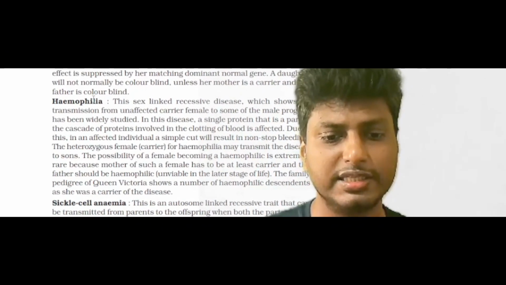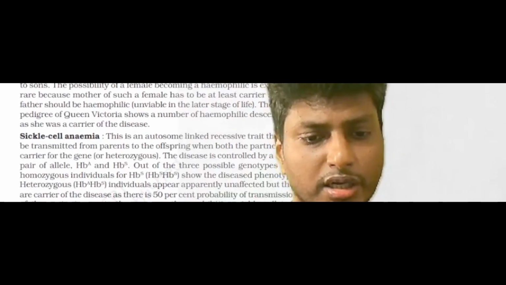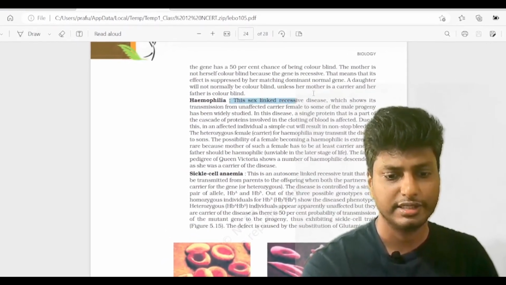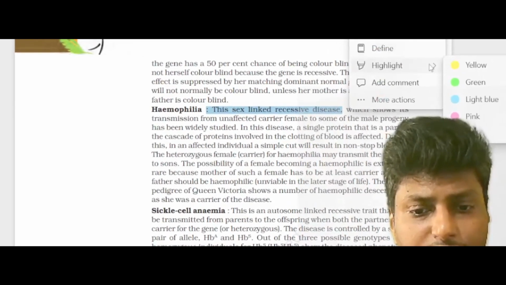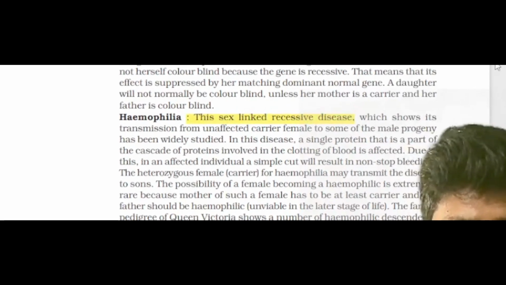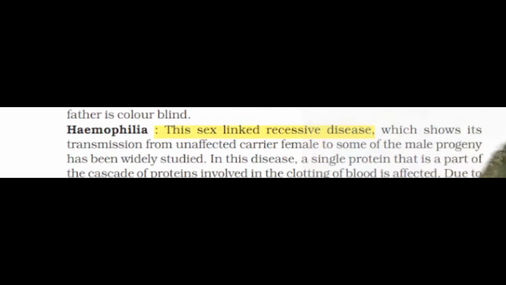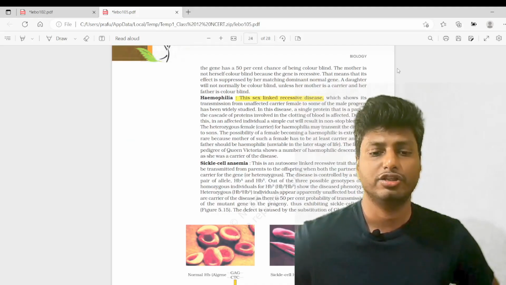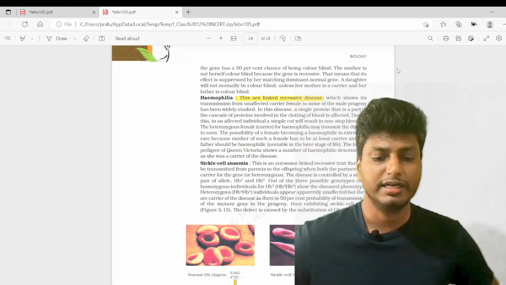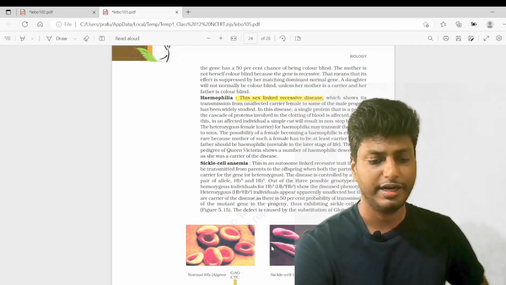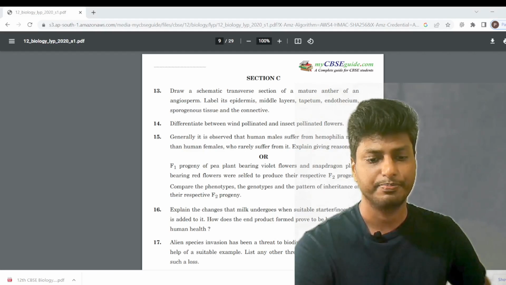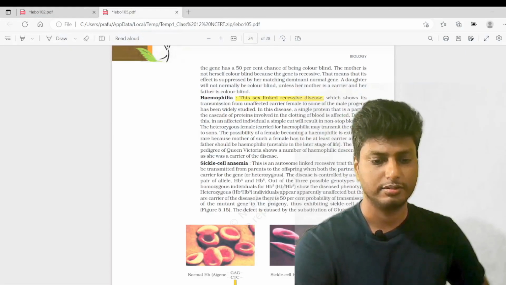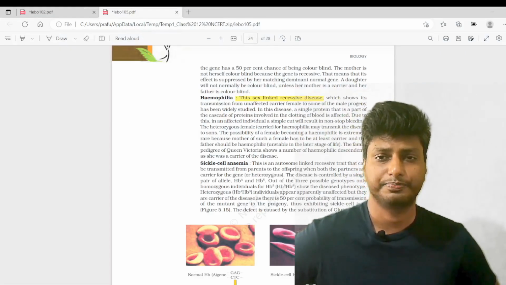As you can see, it has been mentioned in the textbook that this is a sex-linked recessive disease. Sex-linked means the gene responsible for this particular condition, hemophilia, is present on the X chromosome, and that's why it is called a sex-linked recessive disease. Now let us try and understand. The question was asking us why it is more frequent in human males than females. What is the reason?